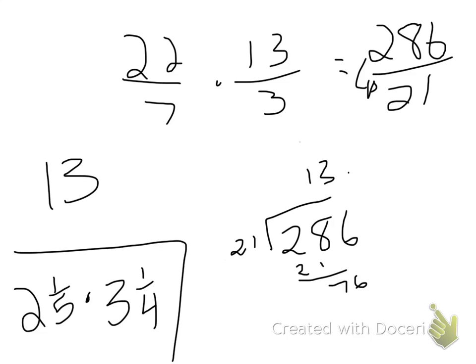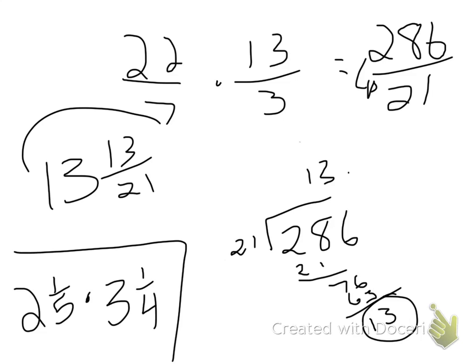Now, that's 3 times 21 would be 63. So that means what I'm left with is 13. So that means my fraction, what's left, is going to be 13/21. 21sts, however you say it. Anyways, I realize I just gave you a real hard one to start, but that's how you do it.